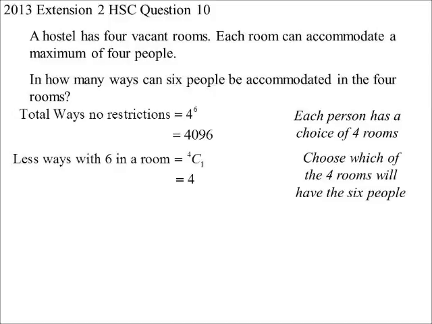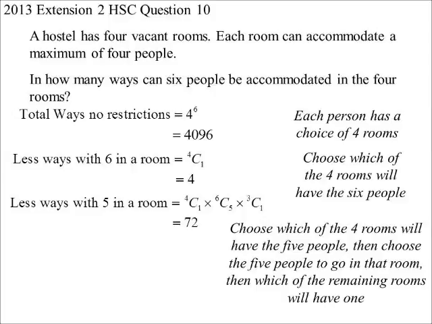Now, I want to take away all the ones where there's 6 in a room, because they've said there's a maximum of 4. So in all those possibilities we just worked out, we've got a possibility where all 6 are in one room. I don't want those, so I'm going to take those away. So 4C1, that's going to be which of the rooms will have the 6 people. There's 4 different ways. And I suppose that's logical. Either the first room would, the second room would, and so on.